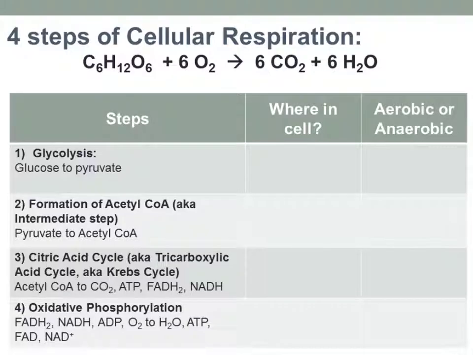Let's write that down. So where in the cell does glycolysis occur? It occurs in the cytoplasm. The formation of acetyl-CoA: the pyruvate, like I was just saying on that previous slide, moves into the mitochondria. So that happens in the mitochondria, to get turned into acetyl-CoA. Acetyl-CoA goes into the citric acid cycle, also in the mitochondria. And lastly, the last step also occurs in the mitochondria.